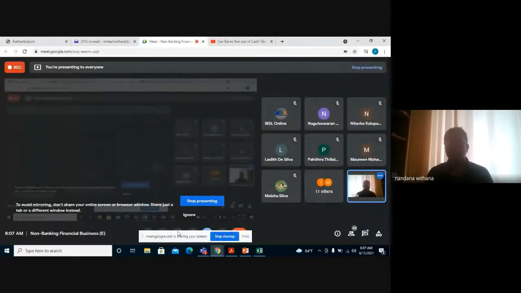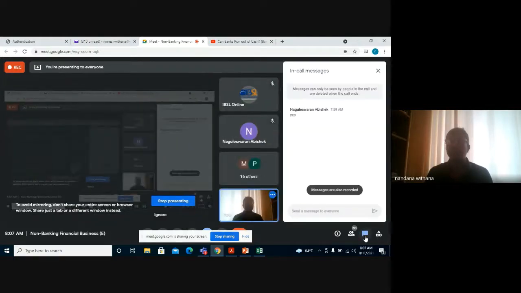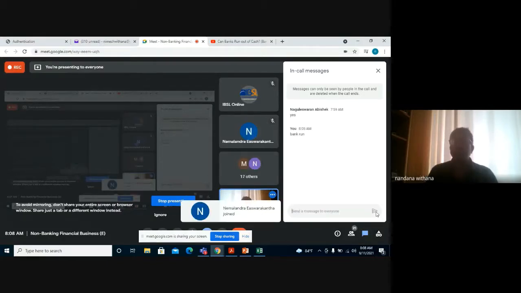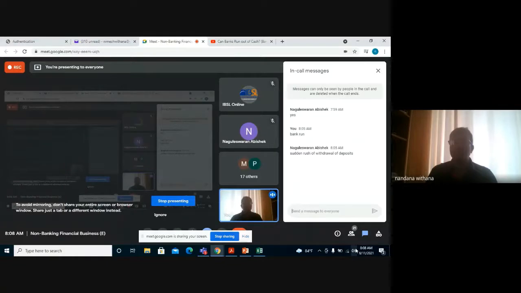In a bank, as long as you perform statutory reserve, the banking system can honor even the highest deposit. The 10,000 is in reserves. But what is a bank run? Can someone tell me what you mean by bank run? Yes. What is meant by bank run? A sudden rush of withdrawal of deposits. Yes. So that is a bank run.